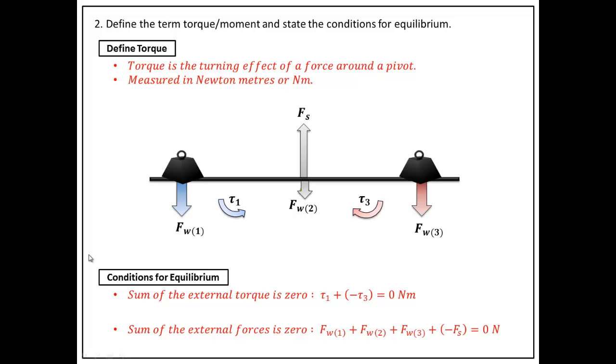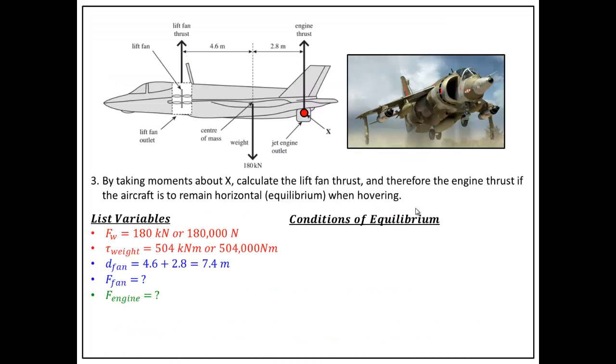If this diagram showed a seesaw in equilibrium, it would mean that the turning effect of force 1, torque 1, would be equal and opposite in direction to the turning effect of force 3, torque 3. And the total upward support force would be equal and again opposite in direction to the 3 downwards weight forces. Question 3 asks you to calculate the engine thrust, but first we must calculate the lift fan thrust when the plane is in equilibrium.